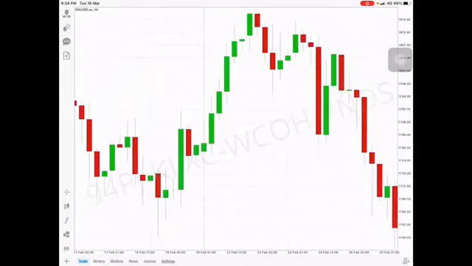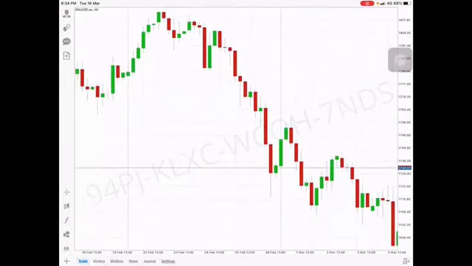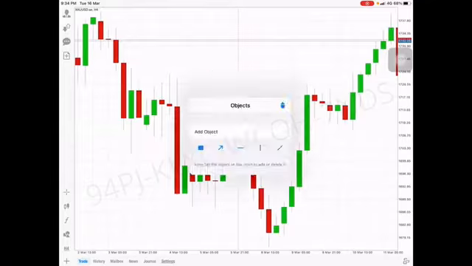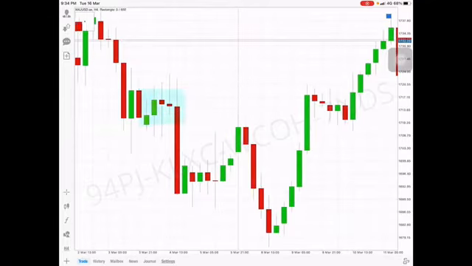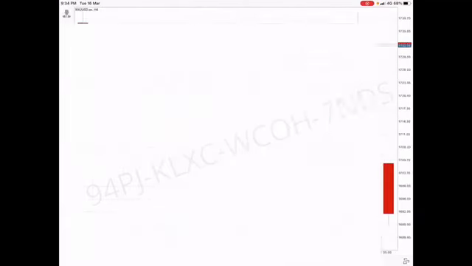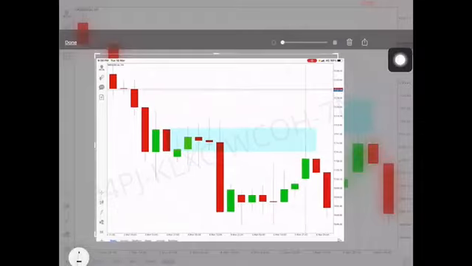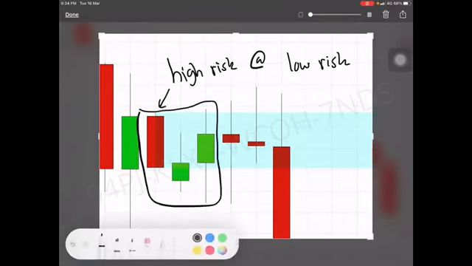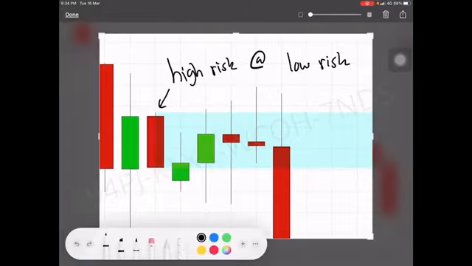Okay, let me show you some examples. After you have learned how to mark the normal engulfing, let's say for this one, take a look at this. Is this a high risk or a low risk marking? High risk. Why is it high risk? Because the trend is going up.